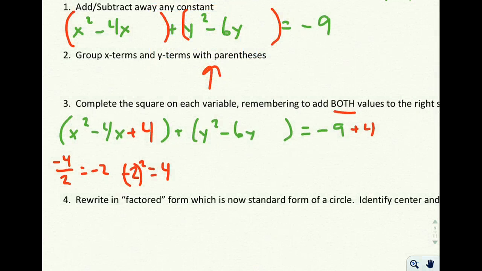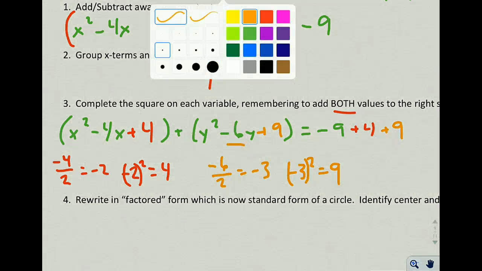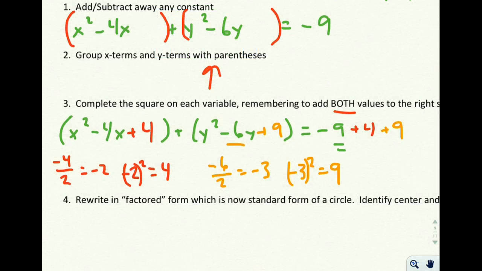Now we do it to the y's. Middle term was negative 6, so we have negative 6 divided by 2 equals negative 3, and negative 3 squared equals 9. So we're going to add 9 to both sides. Notice how we had to add the 4 and the 9 to both sides in order to make it all work. And on this side, we can see that our value is going to get cleaned up to negative 9 plus 9 goes away to 0, and then plus 4 is 4.